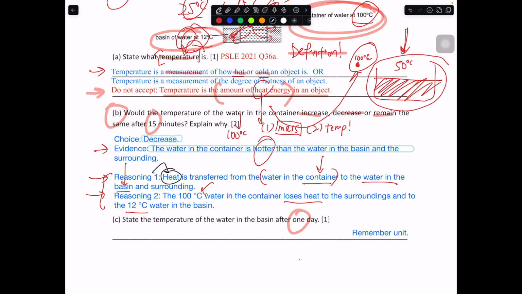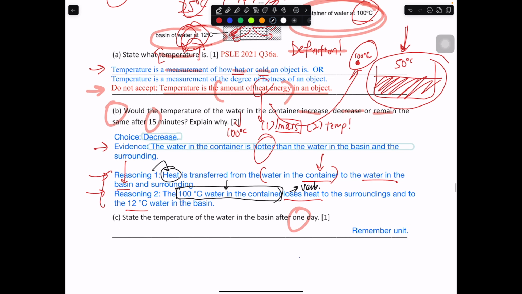But in the second reasoning, they're talking about the 100 degrees water in the container as the main subject. So this part really focuses on the main subject here, and the verb is this part. Okay, what happened to the heat inside? Okay, so both are fine. It's just how you want to approach this, which one you want to be the main character. So for those that are more particular, this will be a better or easier way for you to write it. Okay, 100 degrees water loses heat to the surrounding. This might be easier.